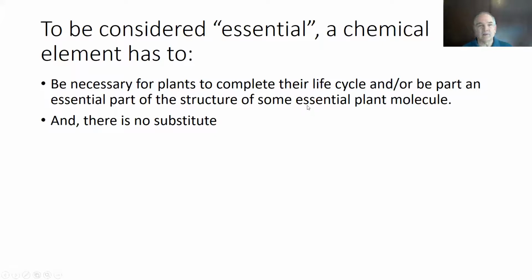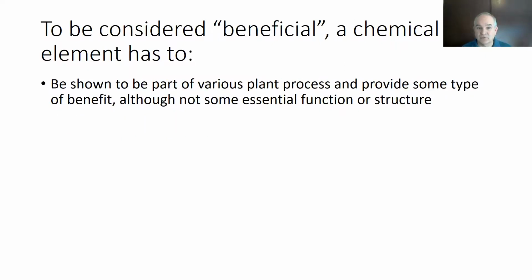A chemical element that's on the periodic table has to be necessary for plants to complete their life cycle, or it has to be an essential part of a structure of the plant. And also that there can't be any substitute for that. So that's essential. We also have beneficial nutrients, and they're shown to be useful in a plant process, although they're not necessarily essential. I'll give you some examples of that here.